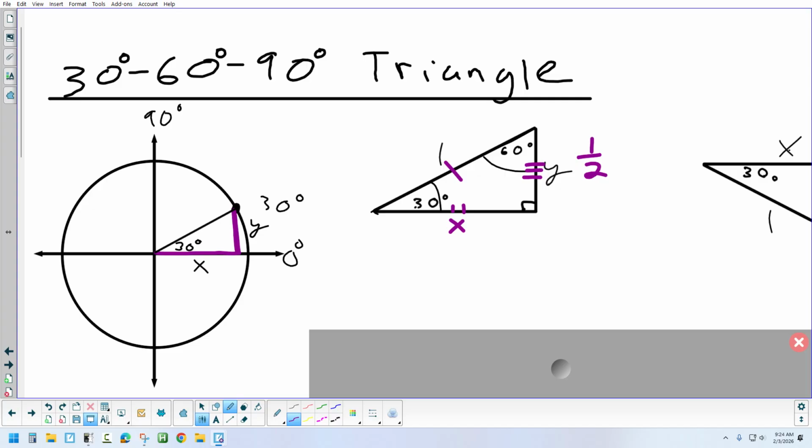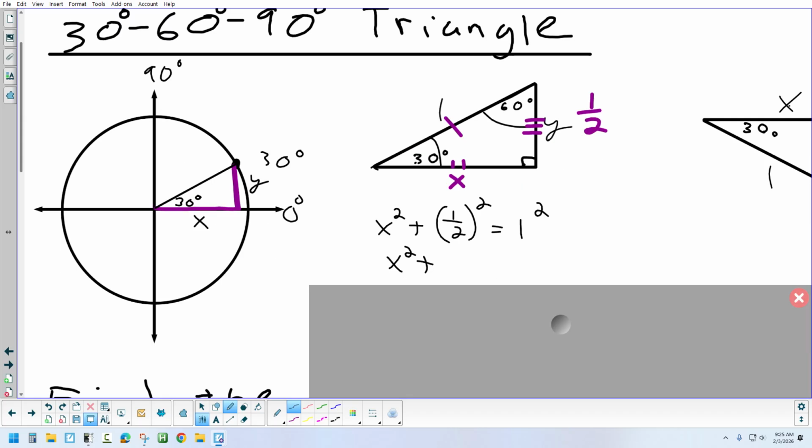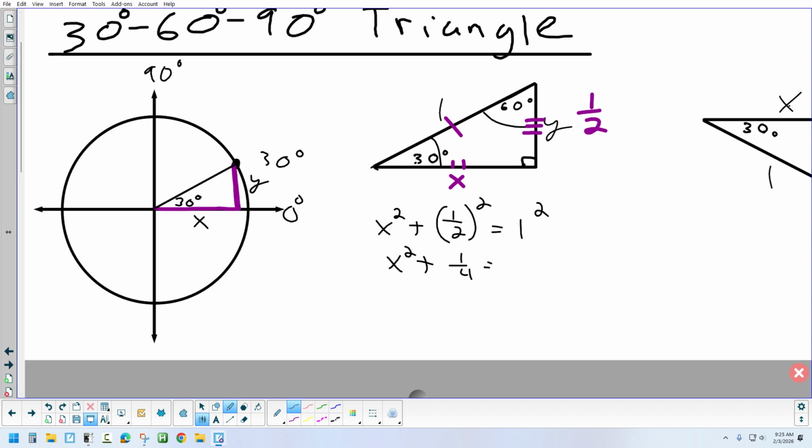But we can set up Pythagorean theorem now to get the bottom side. What would the Pythagorean theorem look like now, filling in what we just found out about y? X squared plus a half squared equals 1 squared. What's half squared? A quarter, yep. And our next step to get x squared by itself is to move the 1/4 to the other side. What's 1 minus a quarter? 3/4. Okay, so we almost have the bottom side.